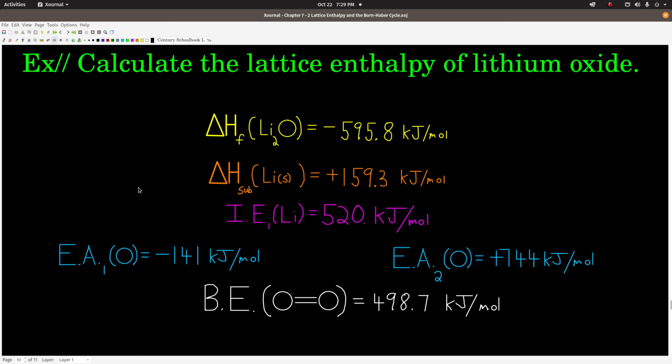So let's do an example. We want to calculate the lattice enthalpy of lithium oxide now. And we're given this information. The heat of formation of lithium oxide, negative 595.8 kilojoules per mole. The heat of sublimation of lithium solid, the first ionization energy for lithium, the first and second electron affinities for oxygen, and the bond energy of an oxygen-oxygen double bond. That's all the information you need. So why don't you guys give this a shot? When you get an answer, come on back. Welcome back. Let's work it out.